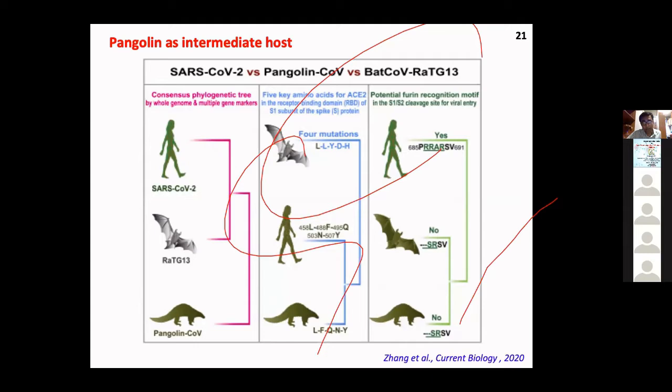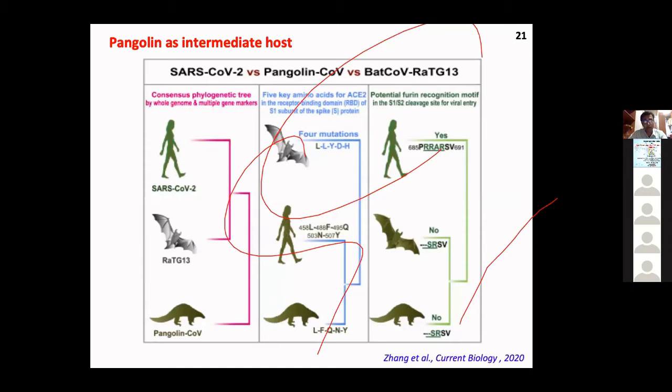And when the potential furin recognition motif is considered, we can see that the bat coronavirus and pangolin coronavirus come under a single cluster, outgrouping the human coronavirus SARS-2. So the findings are interesting, but definitely pangolin is sitting somewhere there as an intermediate host. But we really need to study, we mean the virologists working with coronavirus genetics, they need some more time before they could say something about where pangolin sits in concrete.